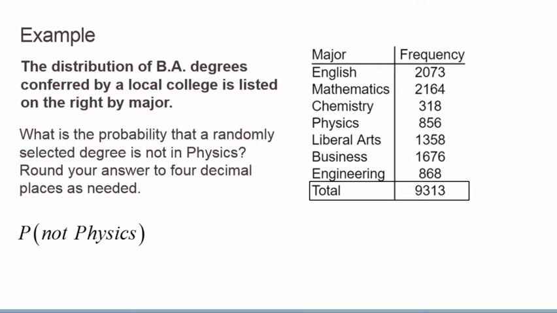We have 2 choices now to set up our problem. I can either add up the 6 numbers of the degrees that are not physics, or I can take 1 minus the frequency of physics, which is 856, divided by 9,313. I'm using the fact that the probability of physics plus the probability of not physics equals 1. So I am using 1 minus the probability the student's degree is physics to get my answer of 0.9081.